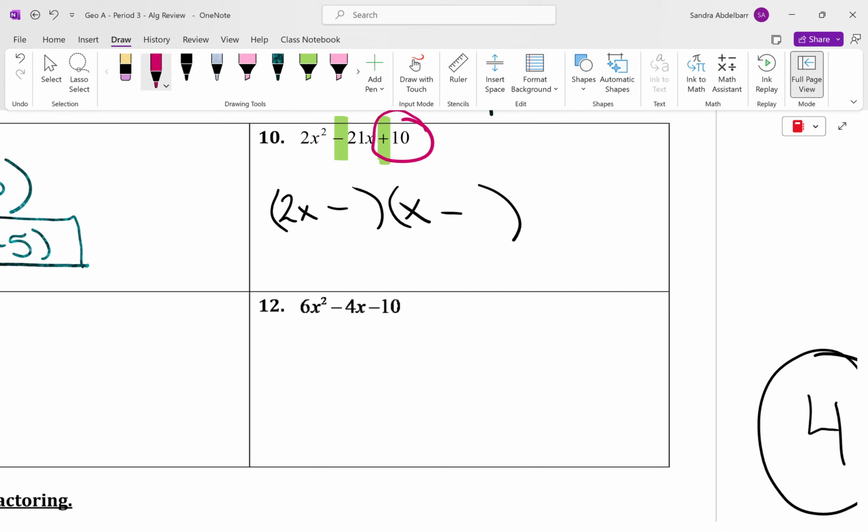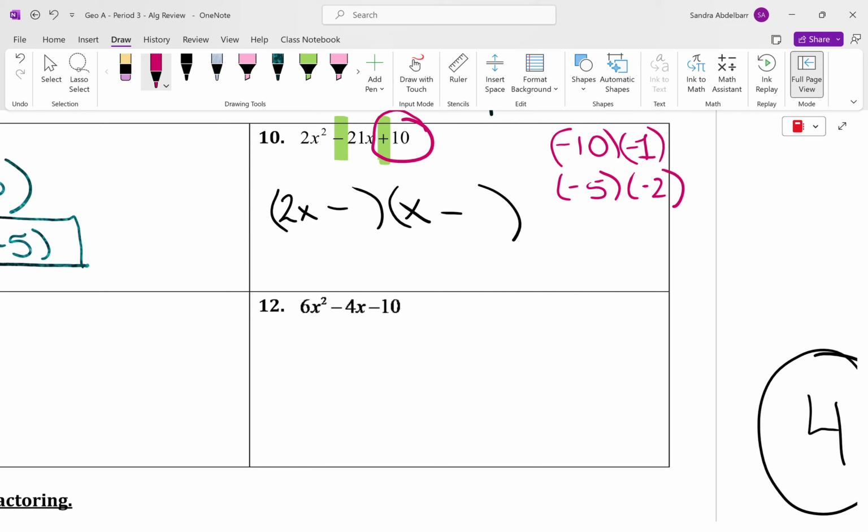And this is where the guess and check comes in. So now I'm looking for factors of positive 10. So we can do negative 10 and negative 1, right? And we could do negative 5 and negative 2. Do we agree? Those are the factors.